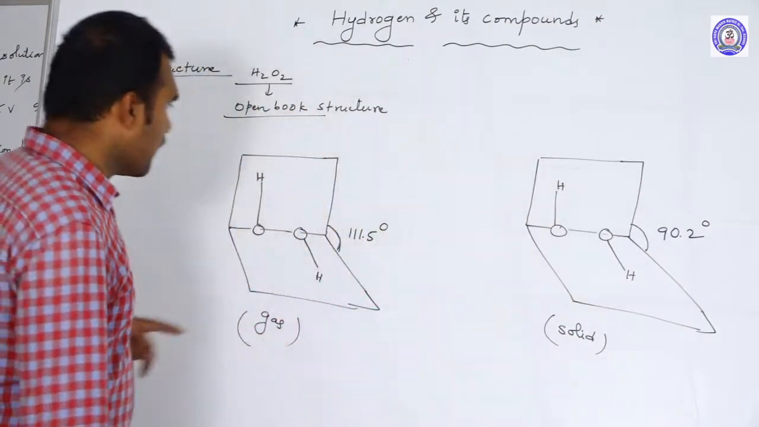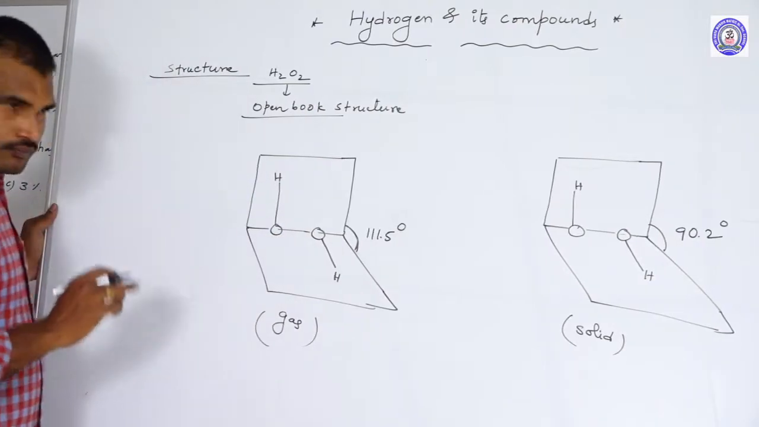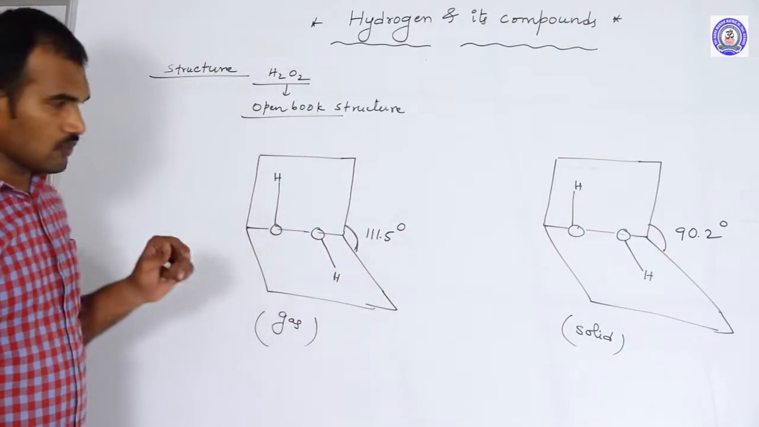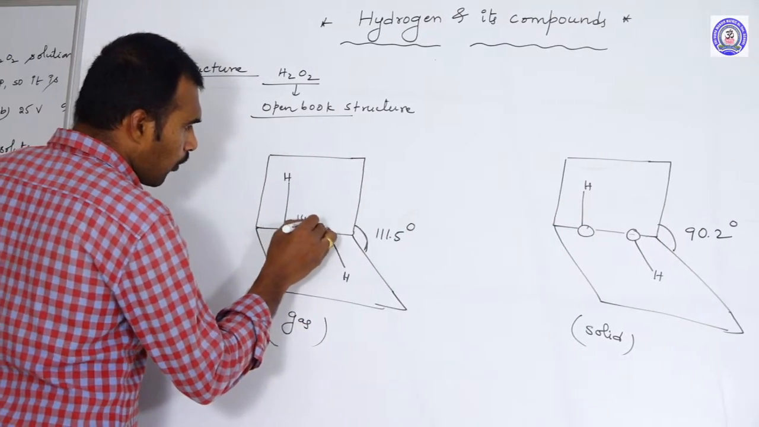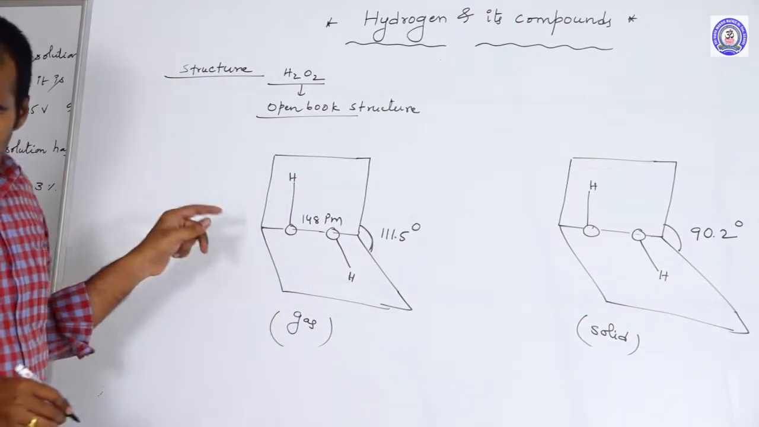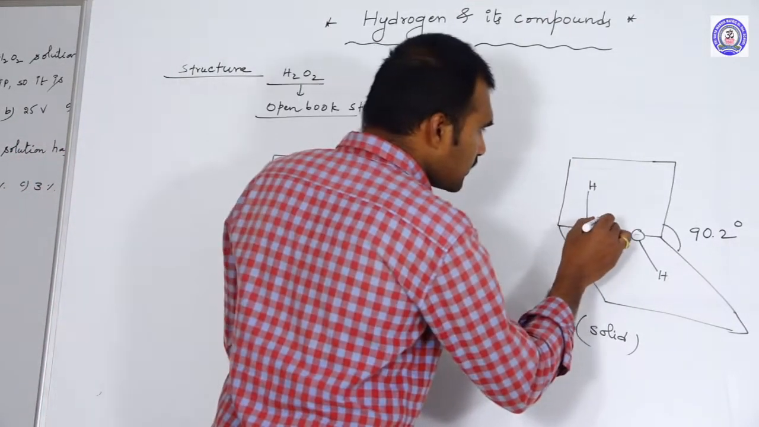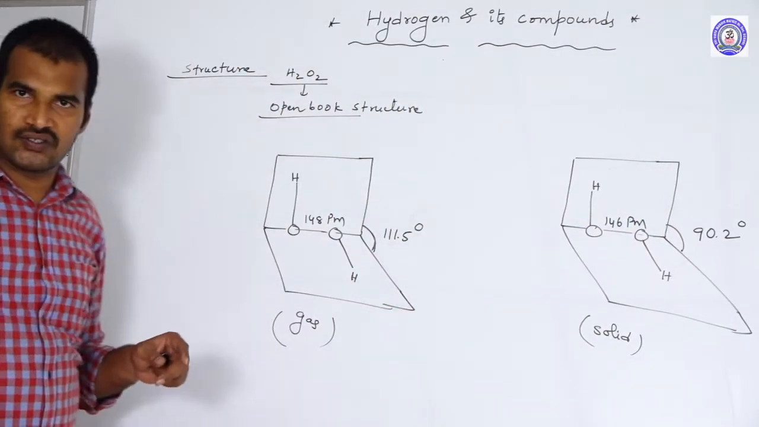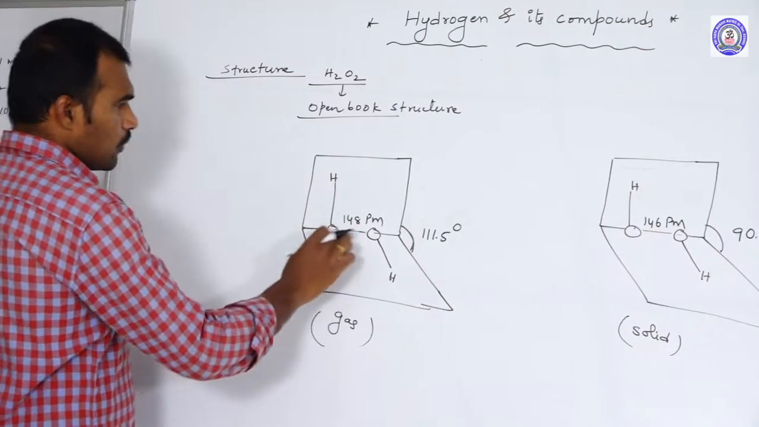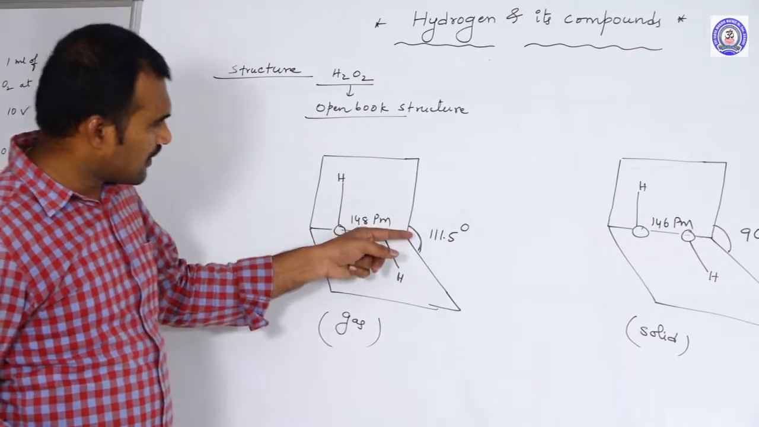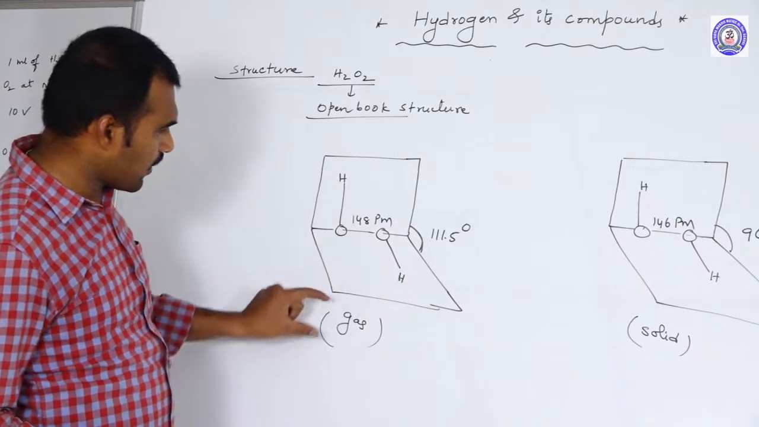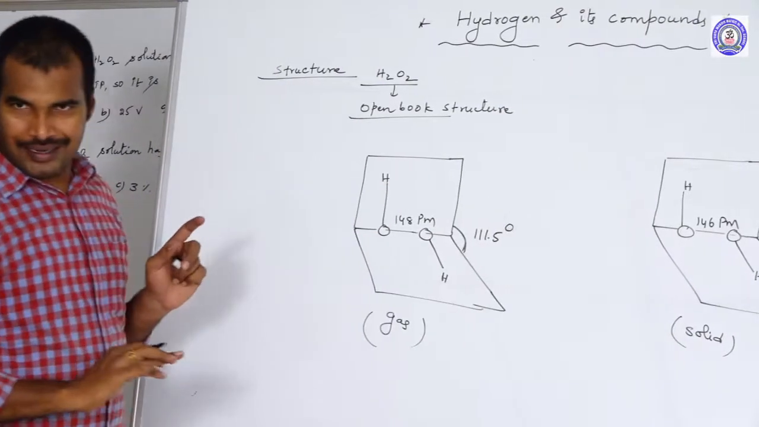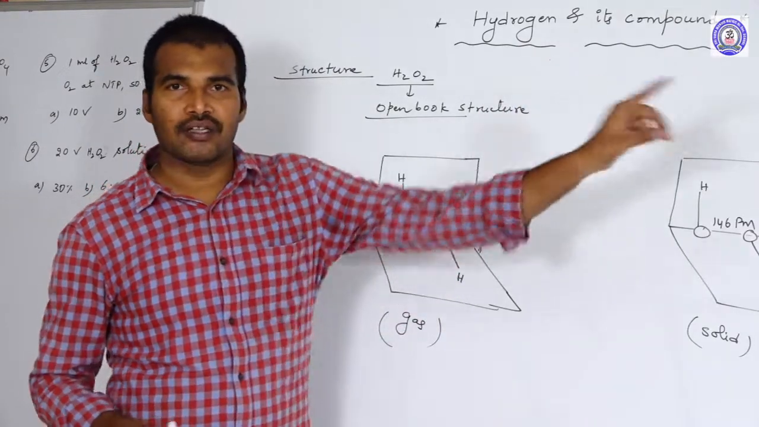Okay, next. The OO bond length in gas phase is greater than the OO bond length in solid phase. OO bond length here is 148 picometers and here it is 146 picometers. So this is about the OO bond length. The dihedral angle and the OO bond lengths are greater for gas phase than solid phase. Remaining, the OH bond length and HOO bond angle, they both are lesser for gaseous phase compared to the crystal phase.